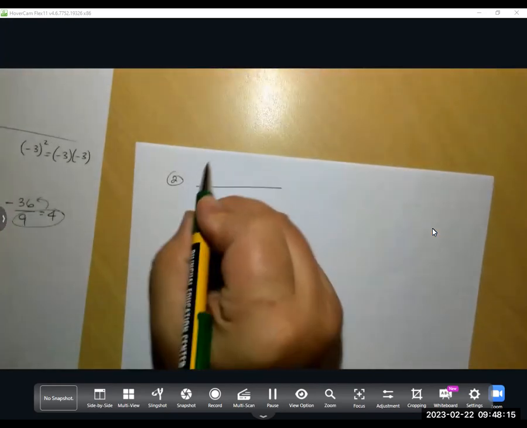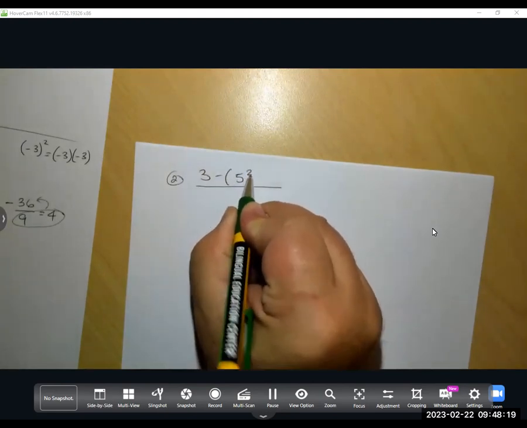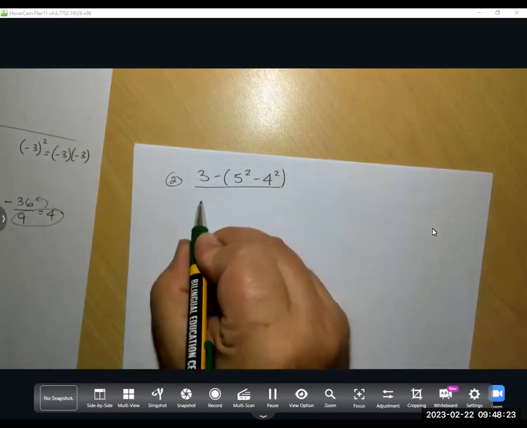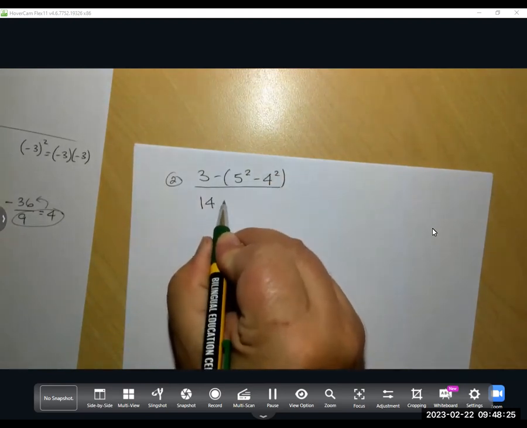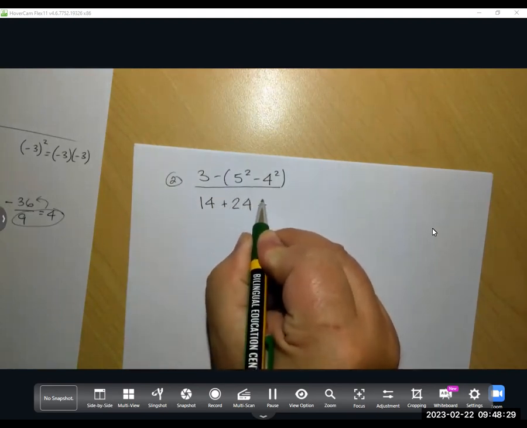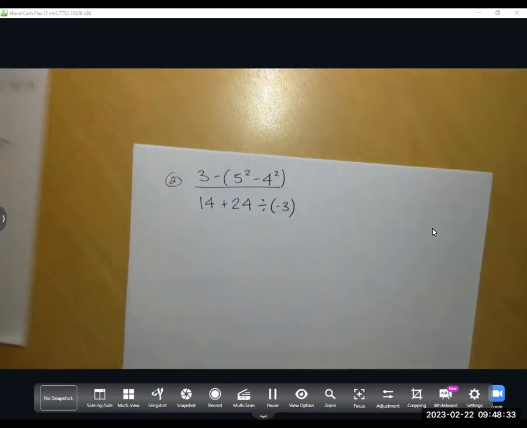Number 2. It's 4 squared, 15 plus, divided by -3.